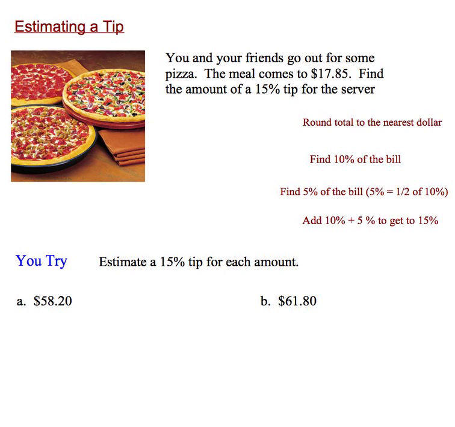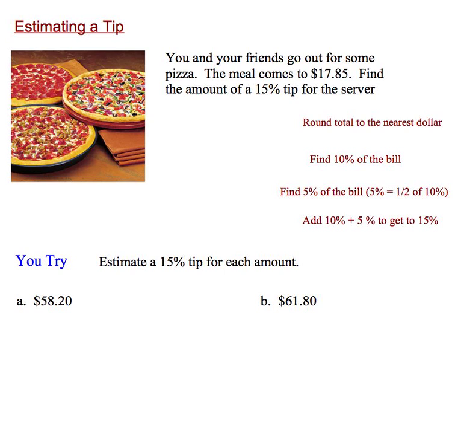So you go out to eat with your friends. The meal comes to $17.85. Find the amount of a 15% tip for the server. Typically, 15% is kind of your standard amount. If you get decent service, that's in addition to the actual cost of the meal. That's the amount you leave for the person that served you the meal.